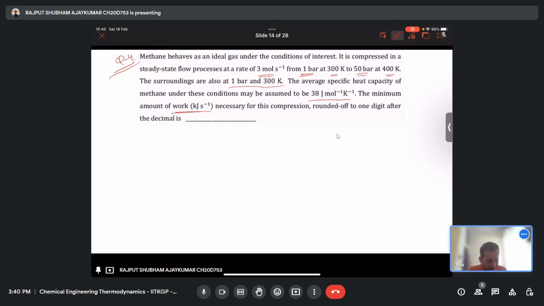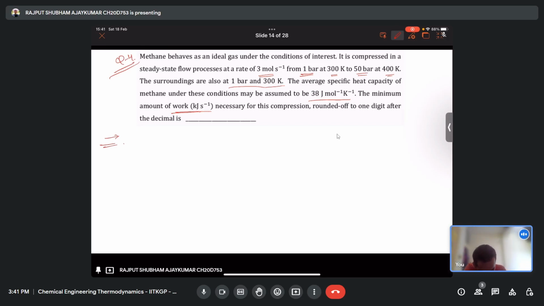So we'll just start with it. Here there are two different things that you need to identify first. In a flow process, the ideal work is given, and since the work is done on the system, there are two different types of work: work done on the system and work done by the system. There will be a sign convention, positive or negative, so you must take care what is positive and what is negative.